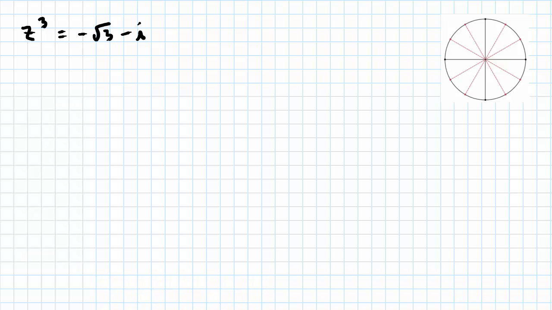Let's find the roots of a complex number. In particular, let's find the third roots of negative root 3 minus i. The first step is to convert this to trigonometric form. And I am going to make an observation.